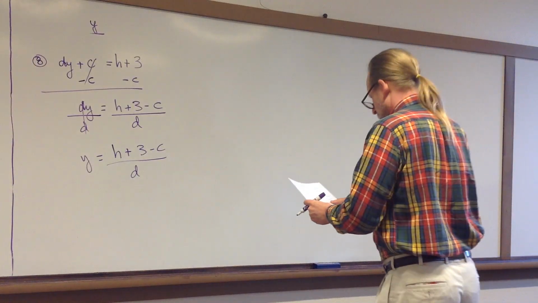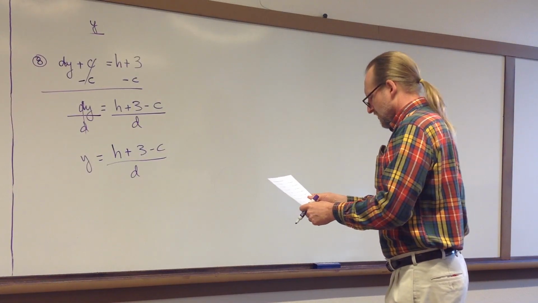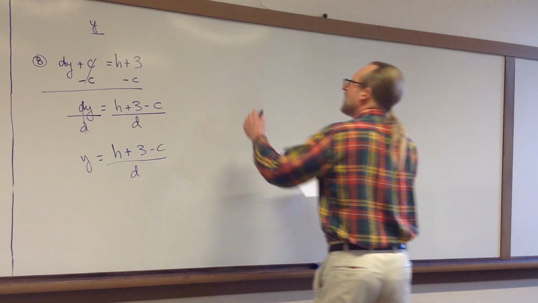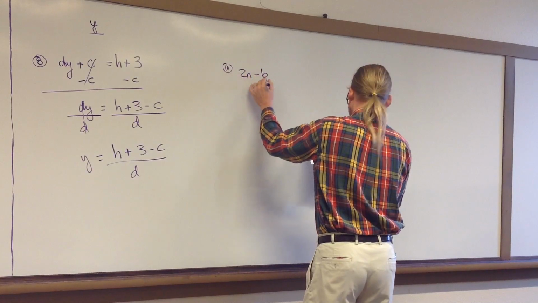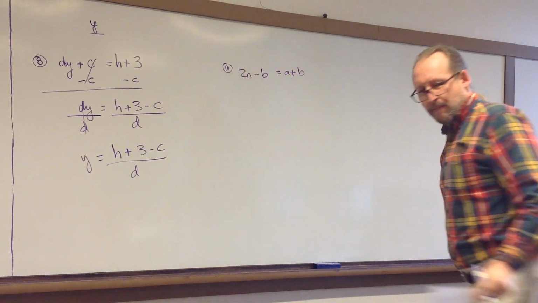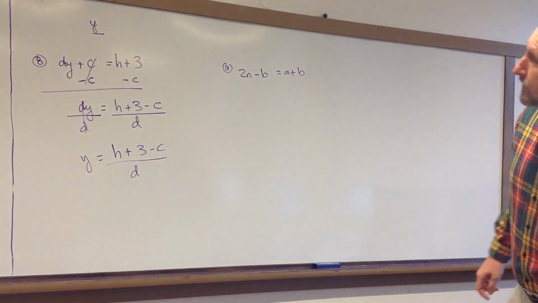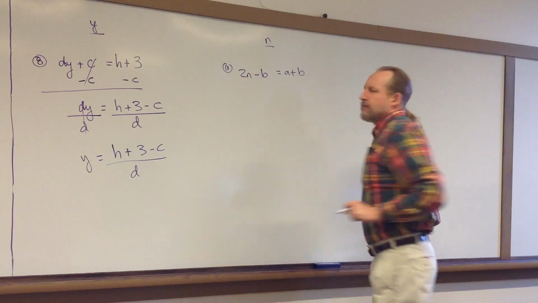Let's see what we've got here. Number 10 is very much like number 8. Well, let's go ahead and take a look at it. Let's see, 2n minus b equals a plus b. Well, in this one, though, I guess the one difference is that the n, right, we're solving for n.